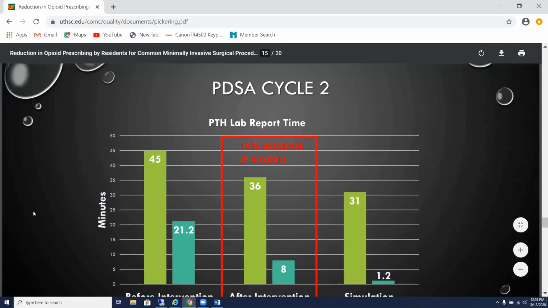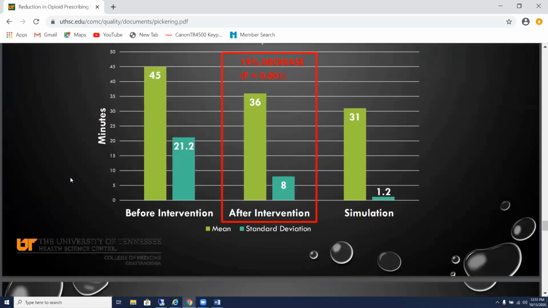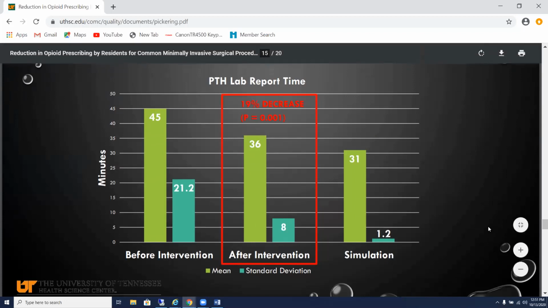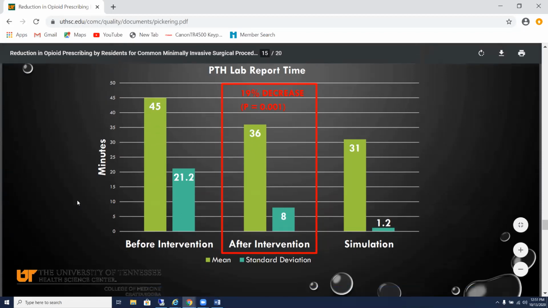So in this cycle, our lab report time, if you scroll down a little bit, the far left is before our intervention, and the middle graph is after our intervention. And you can see a 19% decrease in the lab report time after our intervention, which was statistically significant. And also a very significant improvement in the standard deviation. Lab report time is from the very moment that we actually draw the sample to when it is actually called back to the operating room with the result. Next slide.